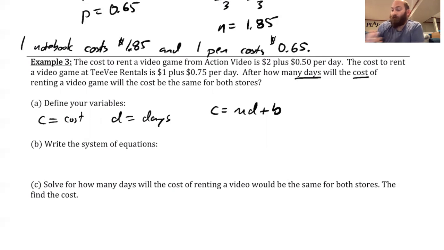So if I look at the first one, Action Video, the starting value is $2. The rate is 50 cents per day. So the cost there is equal to $2 plus 50 cents per day. All right, TV Rentals is $1. The cost we're looking at here is $1 to start and then 75 cents per day.